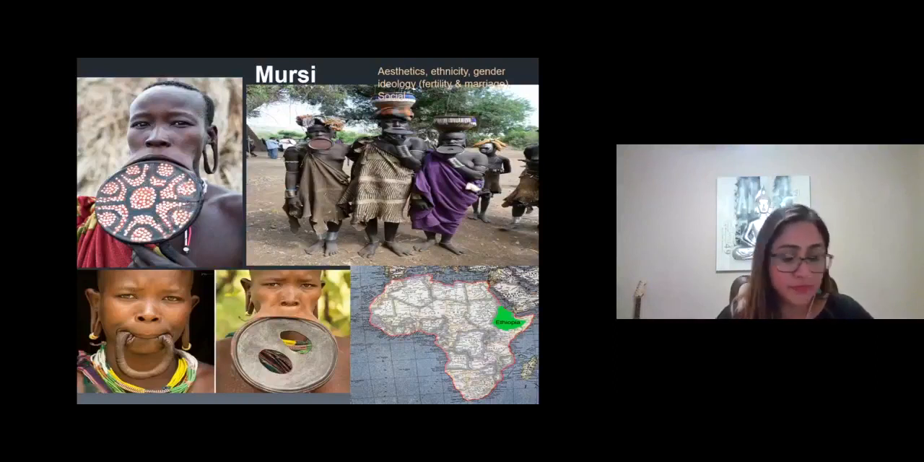Now, when this happens, right before puberty, the girl receives a piercing, and they use a wooden plug. And as time goes, they start stretching it and inserting different sizes of plates. These plates can get very large, up to 12 centimeters or more. So the original plate, the colors are solid.